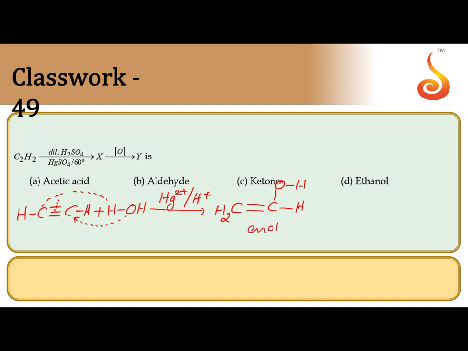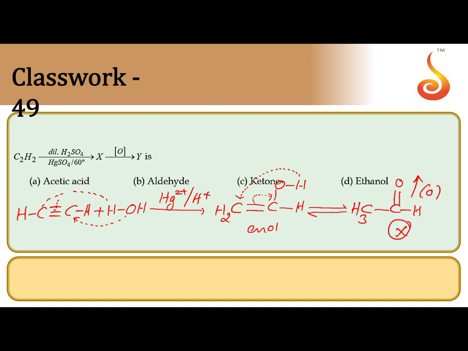This is nothing but an enol. The enol form is unstable, as we know, so it automatically undergoes tautomerization. During tautomerization, H from OH shifts onto the alpha carbon and the pi bond shifts from C=C to C=O. So CH2 becomes CH3, with a C-C single bond, and a double bond is created between carbon and oxygen. This is an aldehyde, and this is X.